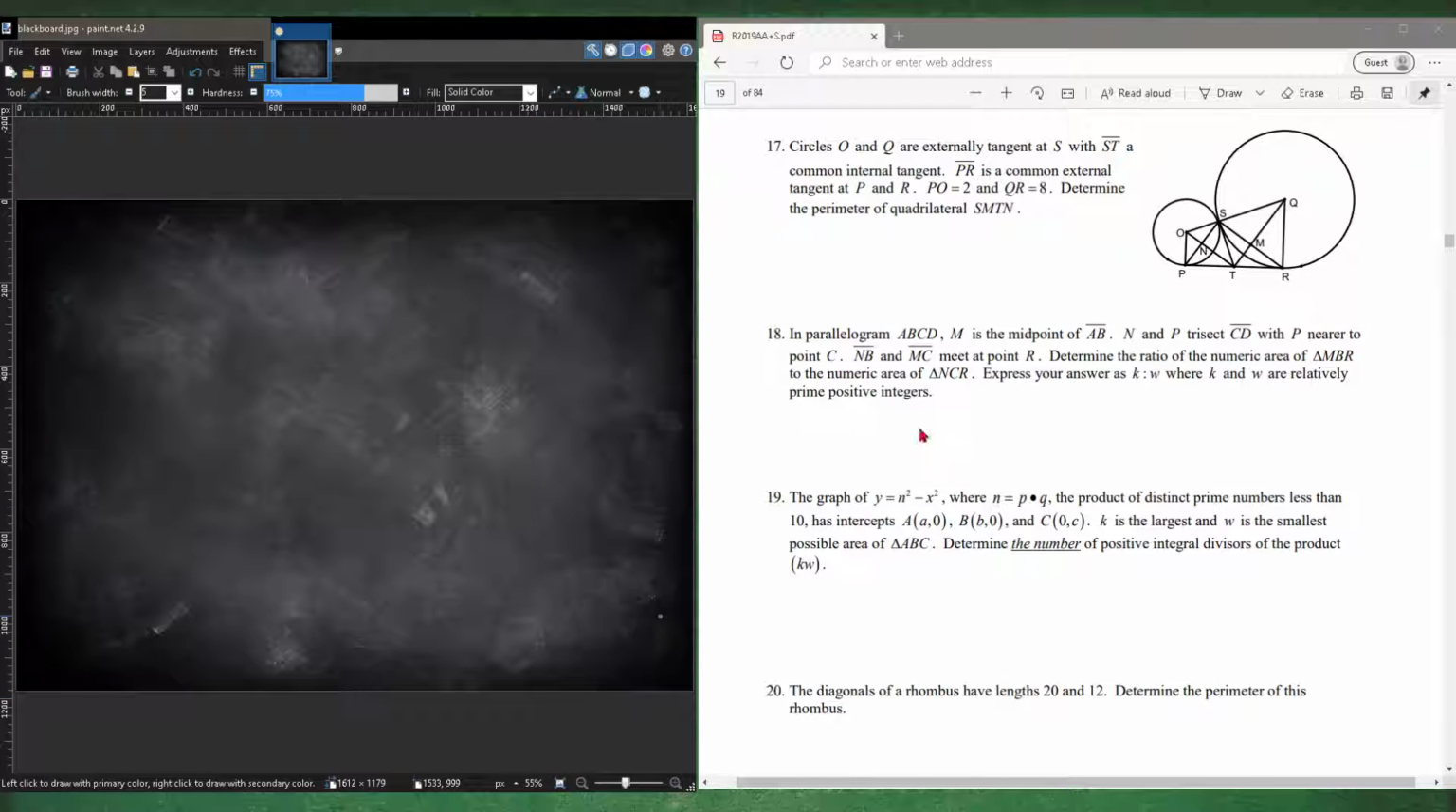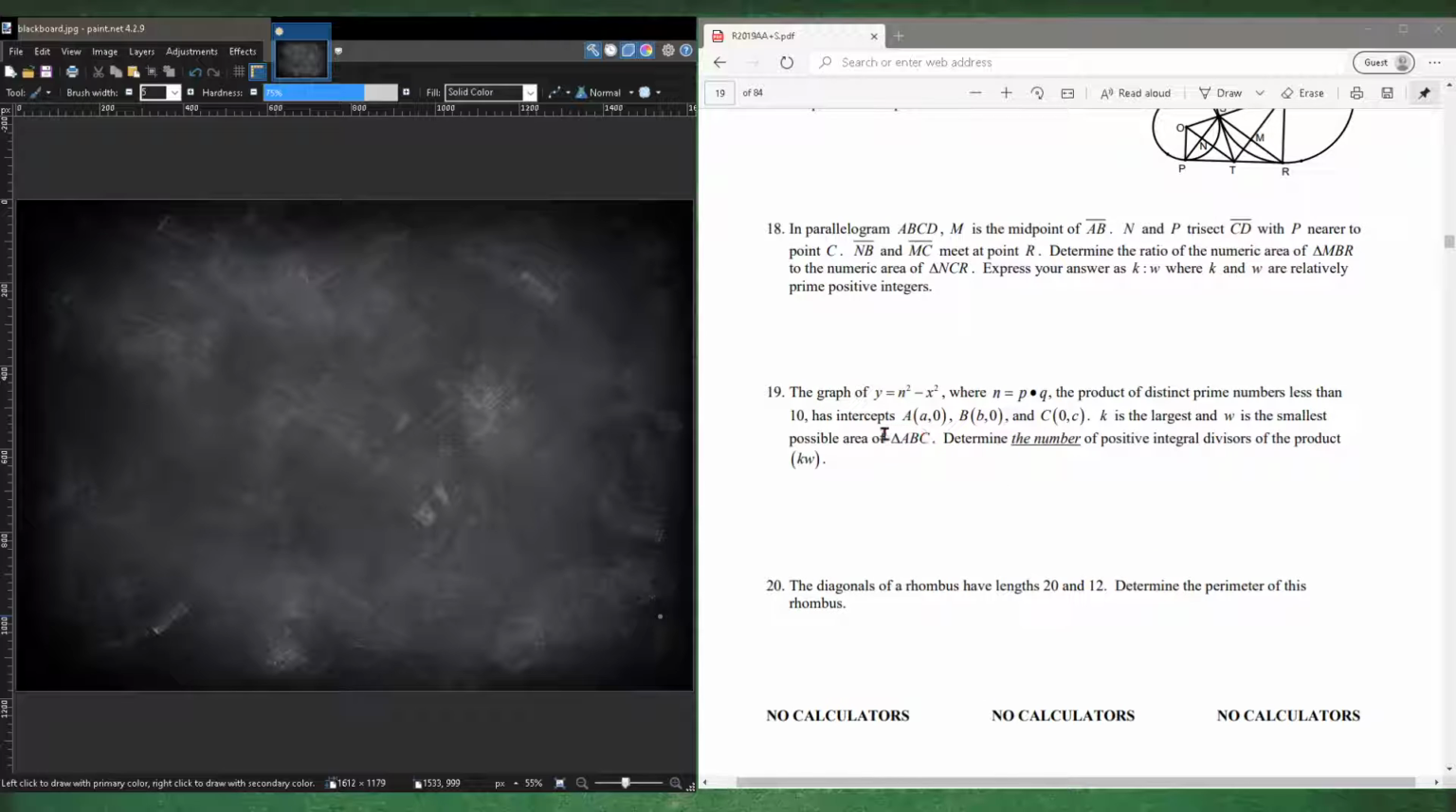Okay. Now let's go to question 19. So we have a graph y equals n squared minus x squared, where n equals the product of p and q, which are distinct prime numbers less than 10. And they have these three intercepts. K is the largest and W is the smallest area. Find the number of positive integral divisors.